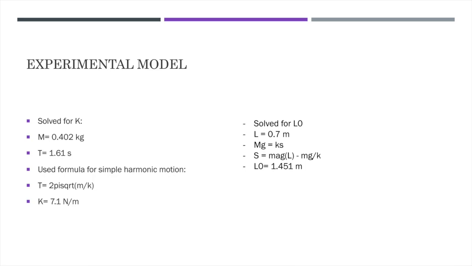After this, I was able to solve for k by using the given mass and finding the time by getting the total time of 3 wavelengths and dividing it by 3, and then I was able to insert those two data to the simple harmonic motion formula and then solve for k. And then for L naught, we just used the net force, which is mg equals ks, and I got 1.451 meters.